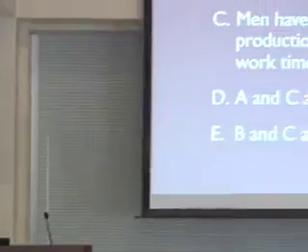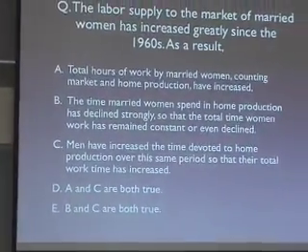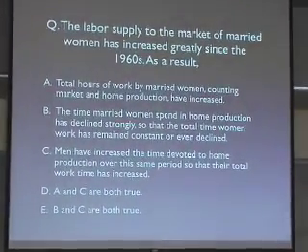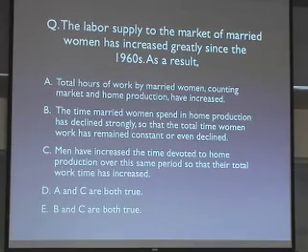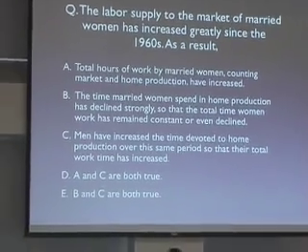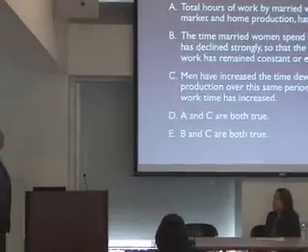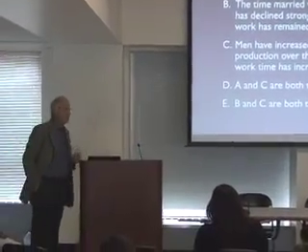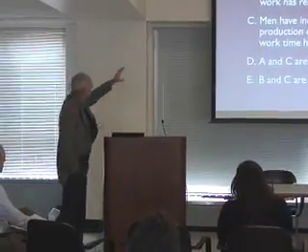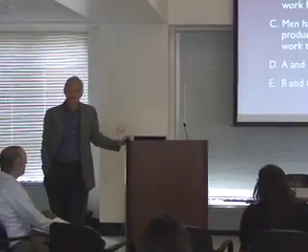So, here's an example of a substantive question. Labor supply to the market of married women has increased greatly since the 1960s. And as a result, and then they have these various possibilities that are based on readings they've done, and which I've just discussed in lecture. And it's a little bit complicated, and you have to think through it. And this was early in the class. By the end of the class, I really became demonic on writing complicated multiple choice questions that you really had to think quite a bit about. So that's one kind of question.